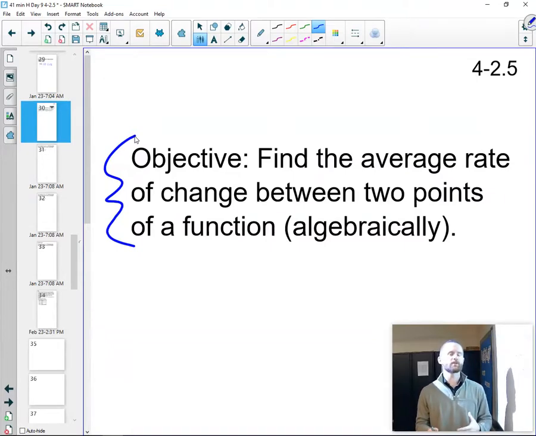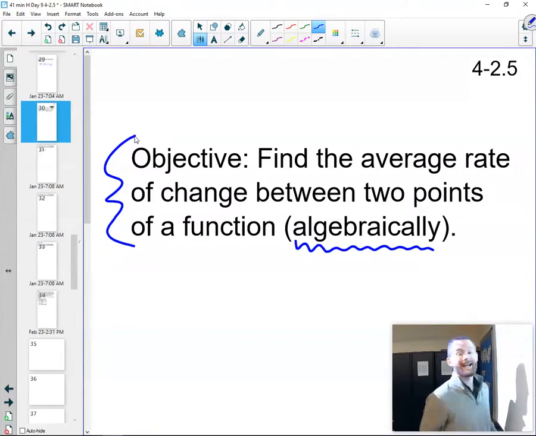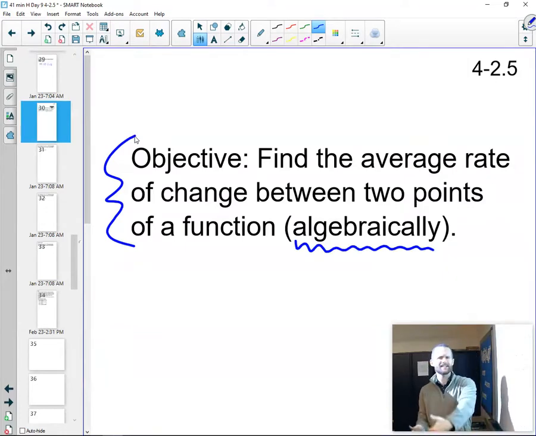So it's almost the same objective as our last video, but now instead of working graphically, we're going to be working algebraically, which some students think is easier, some students think is a little bit more difficult. It all depends on where your strengths lie, if you're more of a visual person or more of an algebraically minded person.